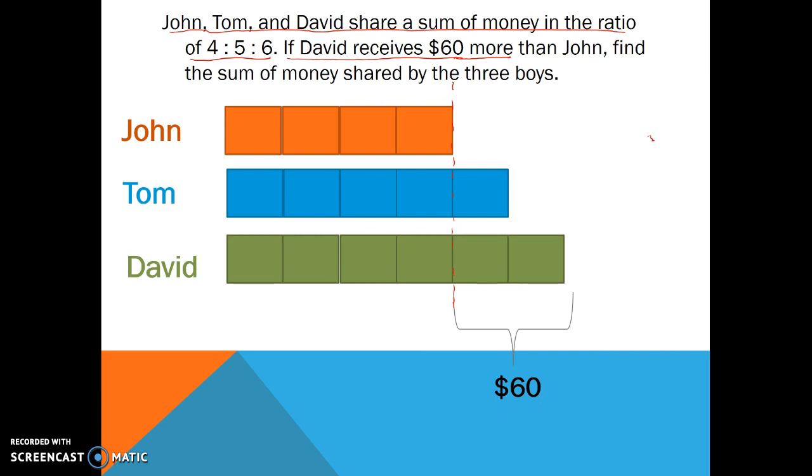Okay, finally, we're getting to our last part of the question here. We want to find the sum of money shared by the 3 boys. So we can look at the bar models and see how many units these boys have together, but we don't know how much money they have together quite yet. So that's what the question is.